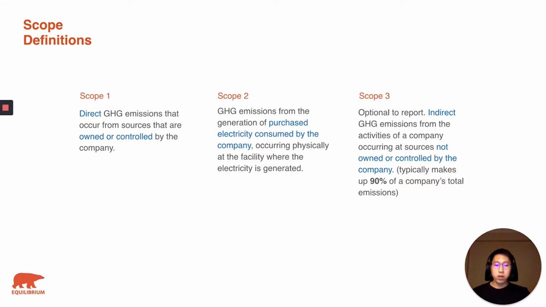Scope 3, the only optional category to report, refers to indirect greenhouse gas emissions from the activities of a company occurring at sources not owned or controlled by the company. This time, pay attention to the phrase not owned or controlled by the company. Scope 3 typically makes up 90% of a company's total emissions.